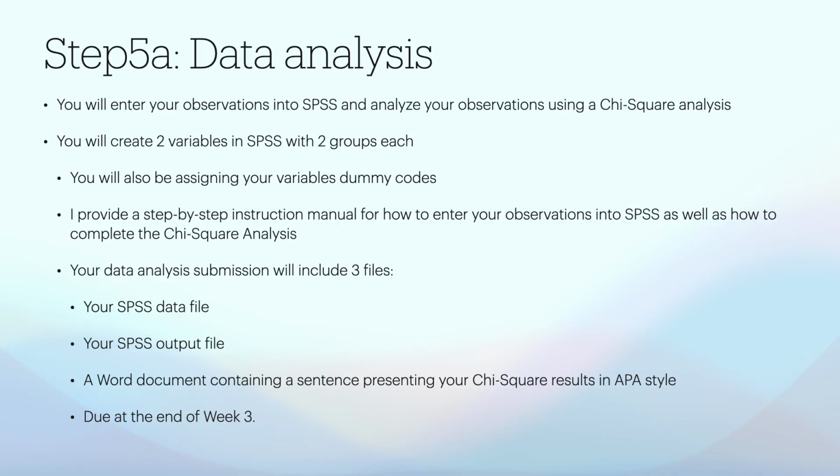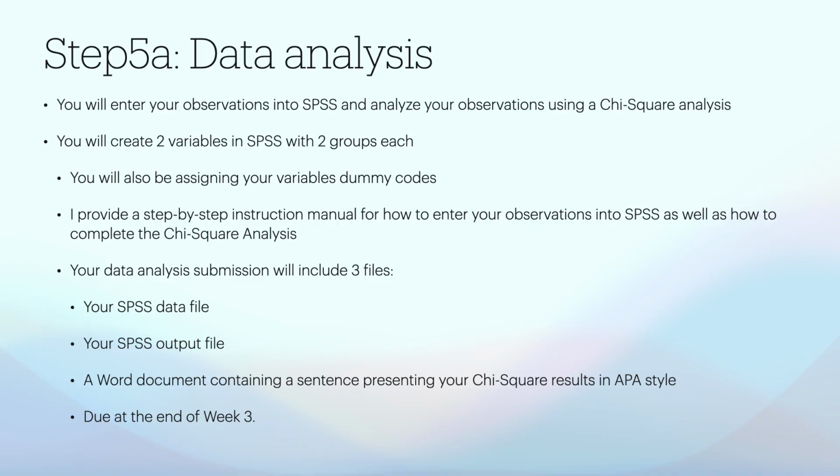When you download the observation template, you will see I have in parentheses 1 and 2 for each group. Those are the dummy codes I've assigned. It's easier to work with and easier to keep organized. So I highly recommend keeping 1 and 2 as your dummy codes. I provide step-by-step instructions on how to enter your observations into SPSS, starting all the way from step 1: how to create those variables, how to code them, how to provide descriptors for them, and how to enter the actual dummy codes into SPSS.